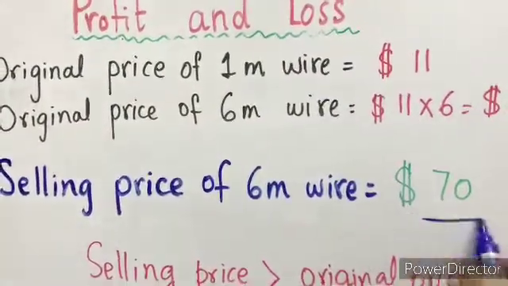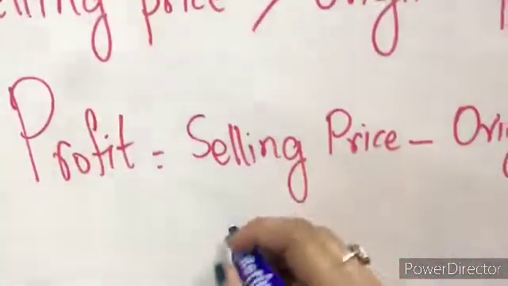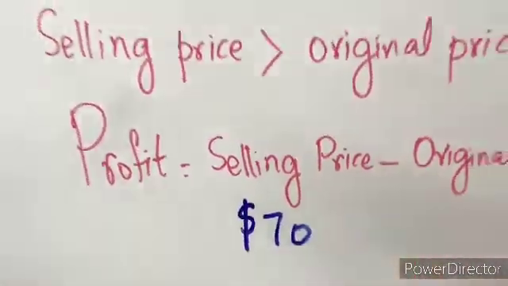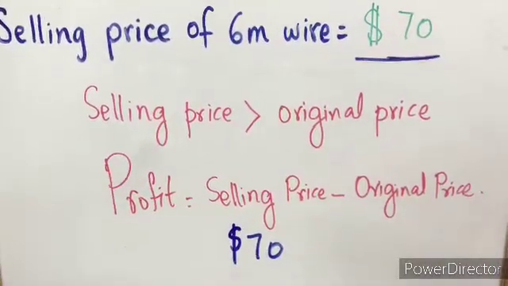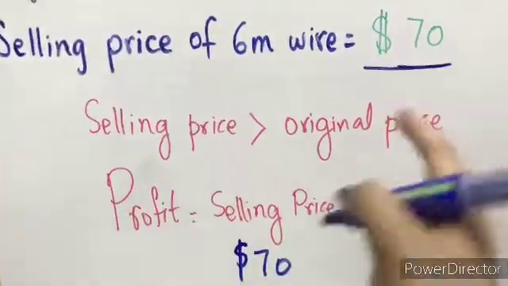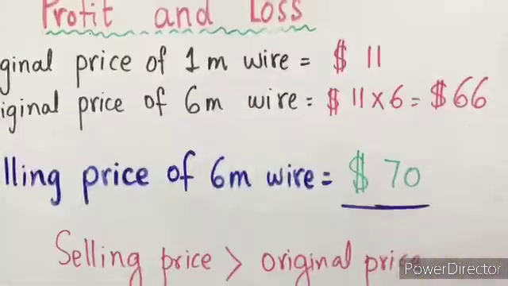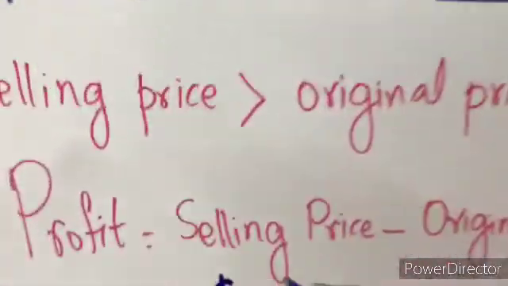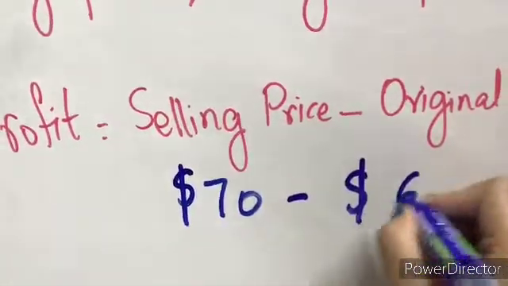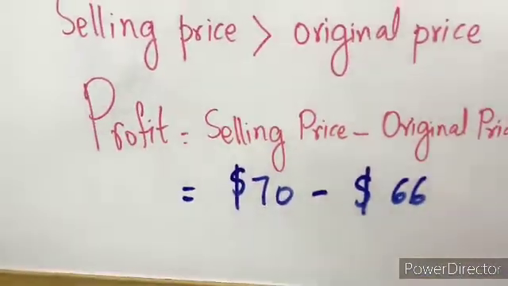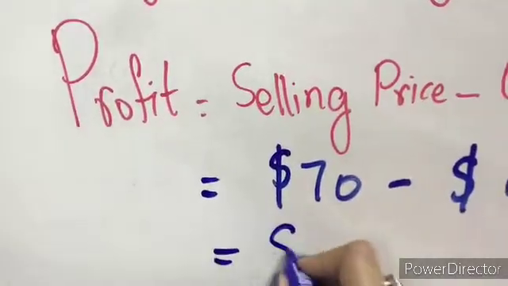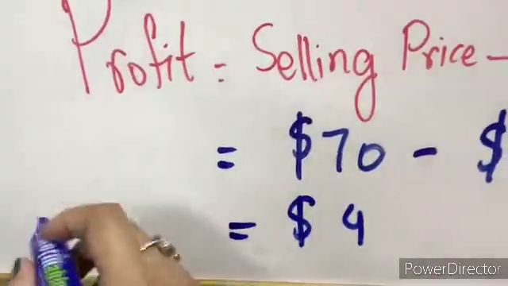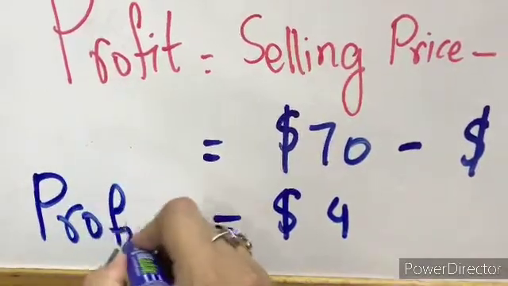So what was the selling price? Remember? Yes, selling price was $70. So you will put the selling price like this. Don't forget to put the dollar sign. As I told you, whenever you are going to do anything in different currencies, you have to put the signs. Okay, now what is the original price? $66. You will simply put $66 and you will calculate 70 minus 66. $4. So he made a profit of $4.